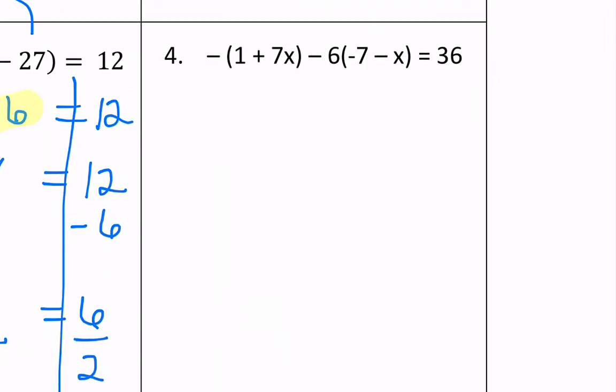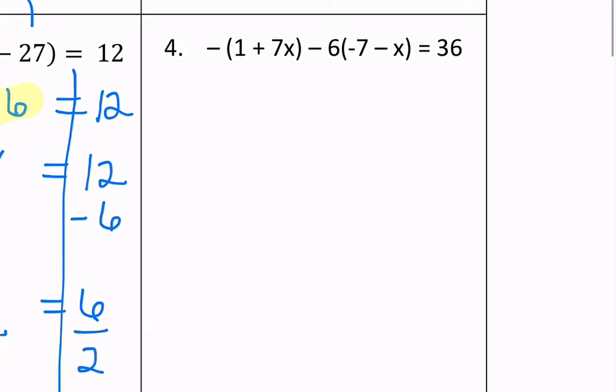Okay, so I see my equation. I know it's an equation because I see an equal sign, so I know I can solve it. I'm going to draw my line down from my equal sign. Okay, I see 2 different sets of parentheses. We're going to handle one at a time.